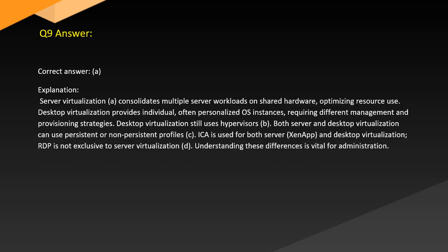Answer. Correct answer: A. Explanation. Server virtualization consolidates multiple server workloads on shared hardware, optimizing resource use. Desktop virtualization provides individual, often personalized OS instances, requiring different management and provisioning strategies. Desktop virtualization still uses hypervisors. B. Both server and desktop virtualization can use persistent or non-persistent profiles. C. ICA is used for both server XenApp and desktop virtualization. ICA is not exclusive to server virtualization. D. Understanding these differences is vital for administration.